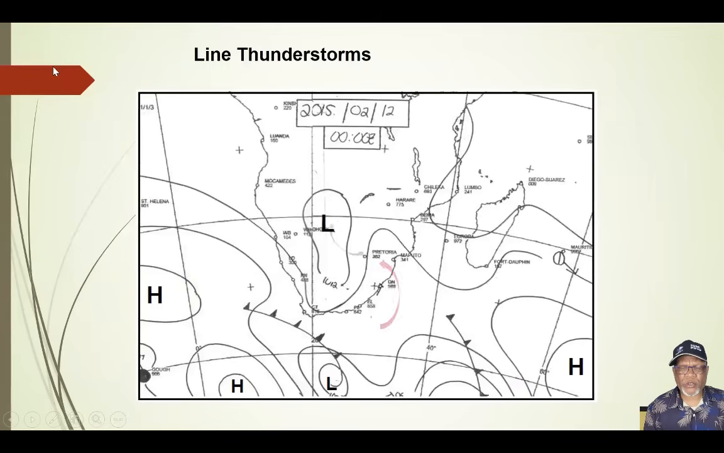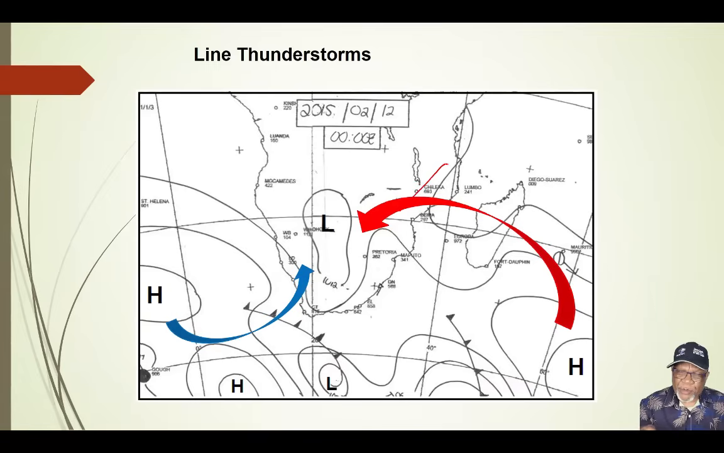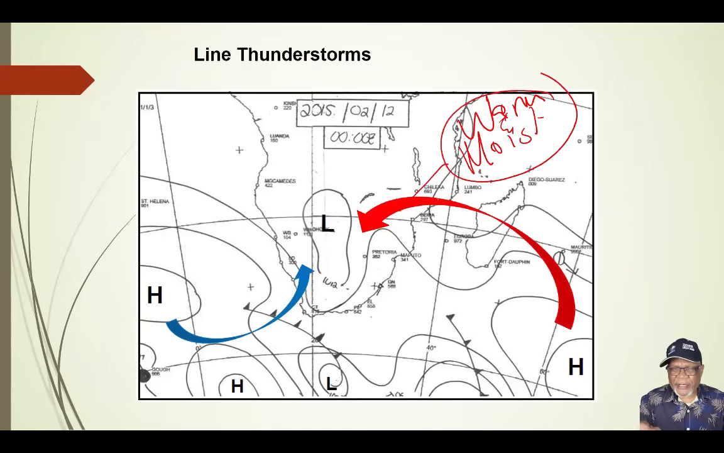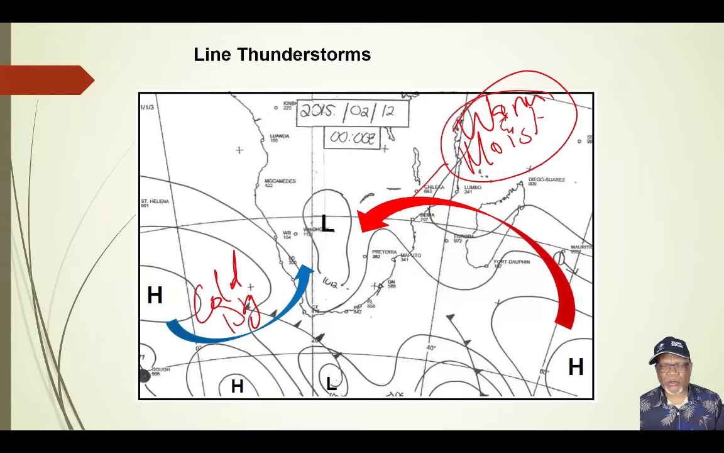Now, line thunderstorm. We've already spoken about thunderstorms so many times, but it is very important that you must be able to describe these winds. You must name these winds. This is warm and moist air. Sometimes the examiner can ask you just to give the characteristics of this air mass. And then this one is cold and dry air. So sometimes you could just be asked to give those characteristics.